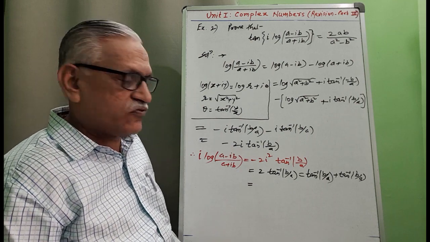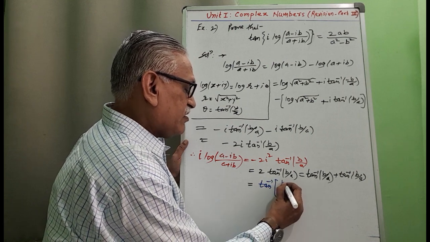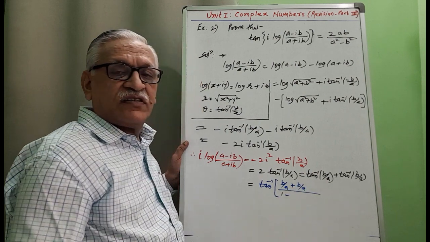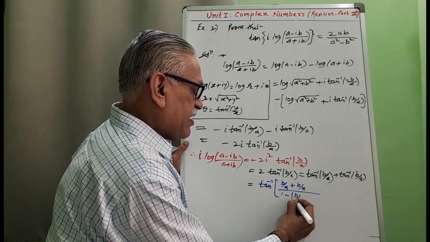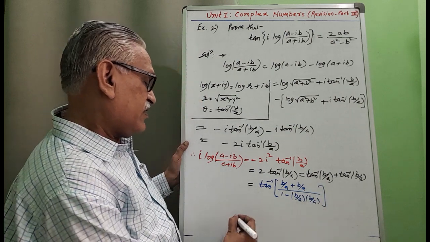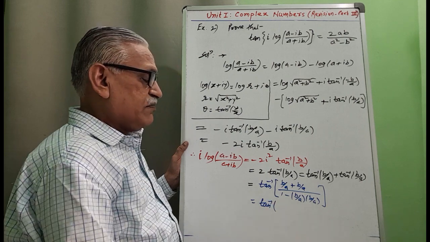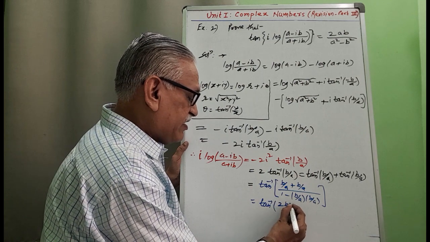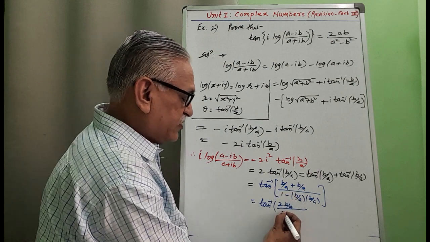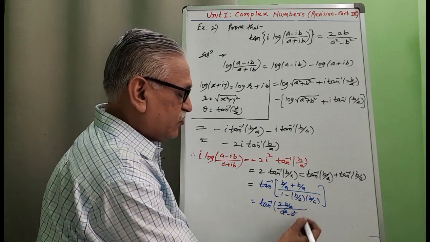Tan inverse of a plus tan inverse of b is tan inverse of a plus b divided by 1 minus ab. Here it is b by a plus b by a divided by 1 minus b by a multiplied by b by a, and therefore it is tan inverse of b by a plus b by a, we get 2 times b by a, whole divided by, cross multiplying by a square, we get a square minus b square divided by a square, that goes to numerator.